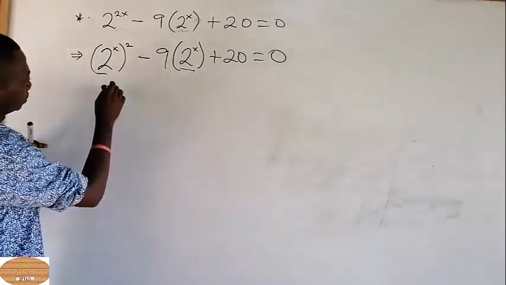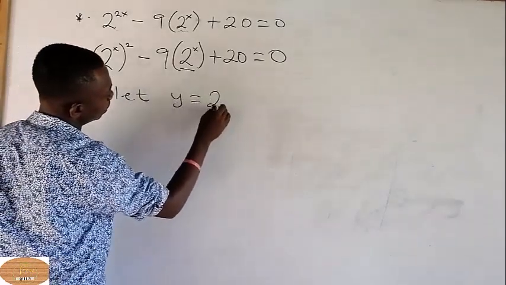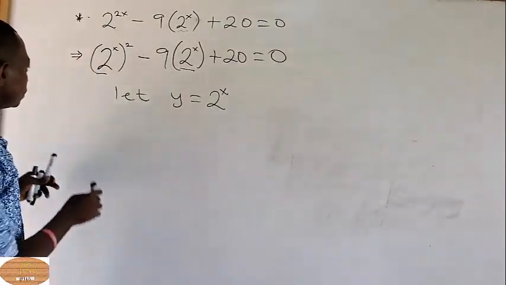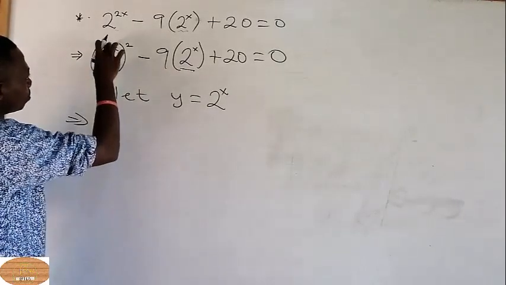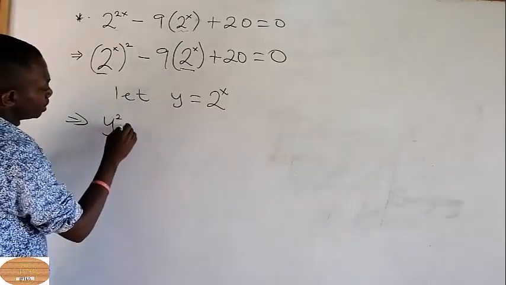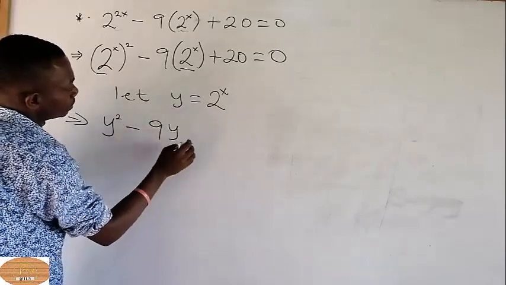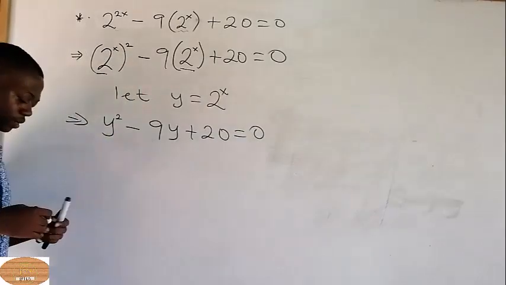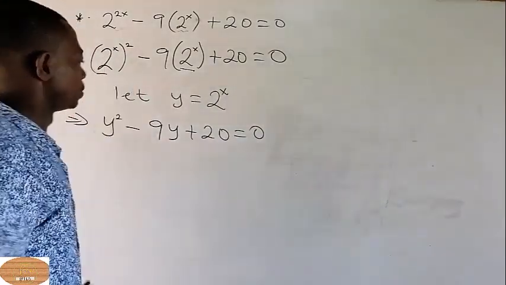So let y be 2 to the power x. Which means where you see 2 to the power x, you put y there. So I'll put y here. Don't forget I have power there, so I'll add that one. Minus here is 9. And this one is y plus 20 equals to 0. Alright. So this one is a quadratic equation.